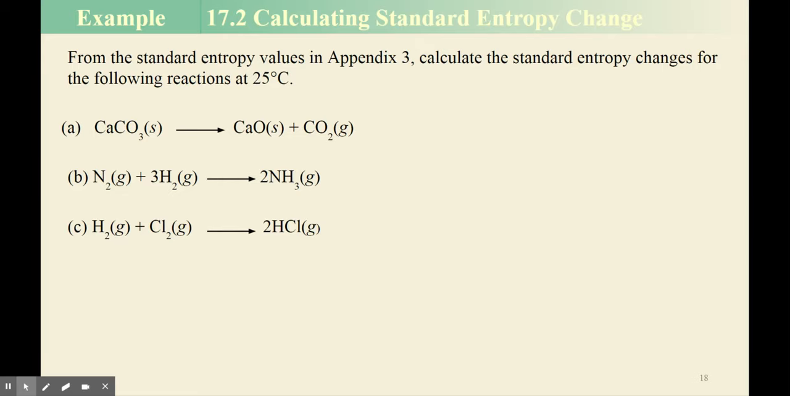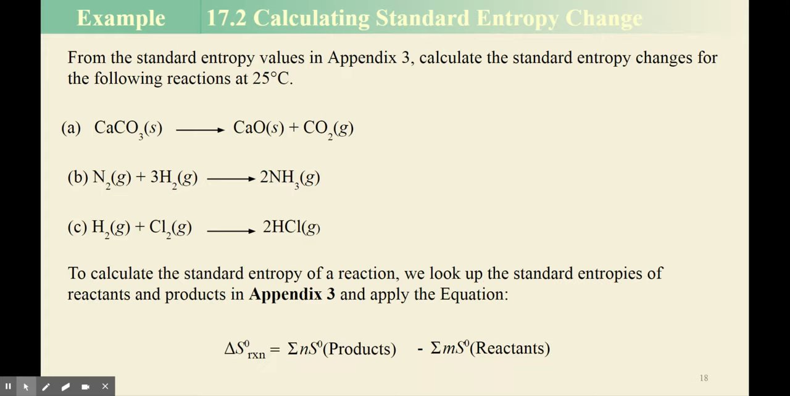So here we want to know the standard entropy changes for these following reactions. You go to Appendix 3 or you Google and look up the standard entropy of these substances. When you do that, you're going to find them. So for A, we're going to look up the value of calcium oxide and carbon dioxide.